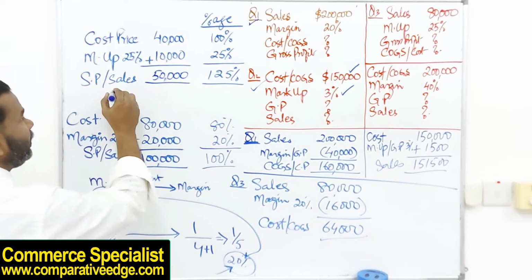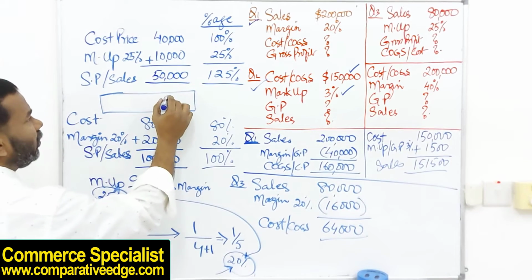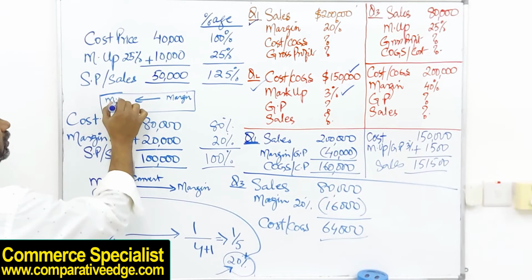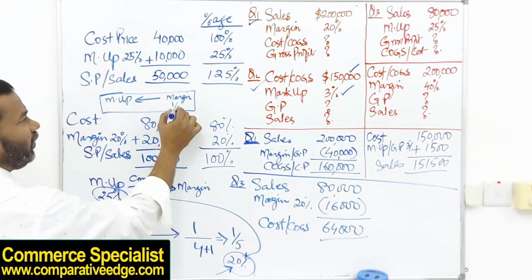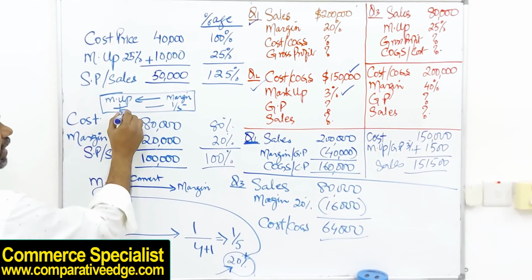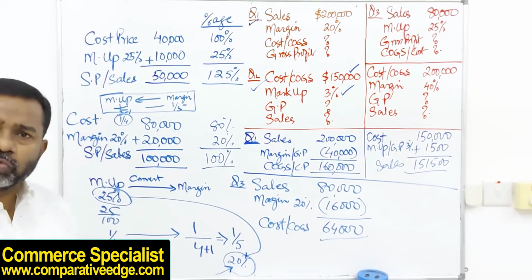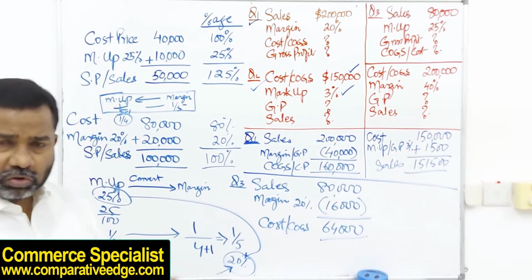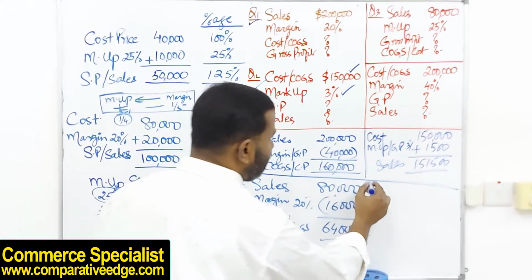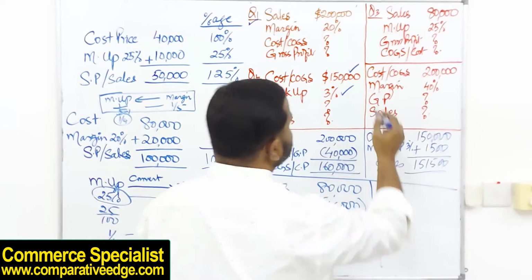If I do this here, if I want to convert from margin to markup, if margin is 1 upon 5, I will write 1 upon 5. Whatever is in the numerator, I minus from the denominator. My new fraction is 1/4, which is 25%. So always remember this. So the last question we are left with here is question number 4.